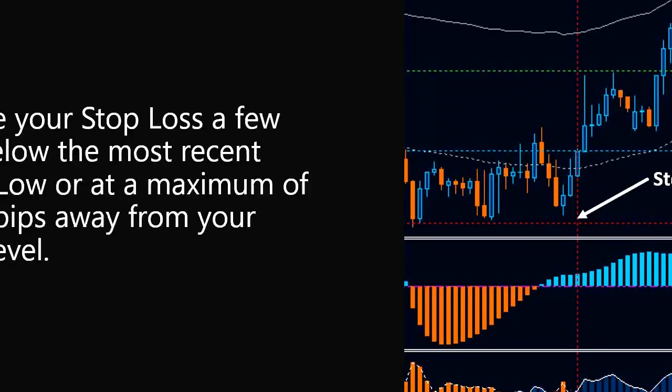We're going to place our stop a few pips below the most recent swing low, or at a maximum of 20 to 30 pips away from your entry level. So such as in the image, in this particular instance, I would have set my stop loss where the arrow indicates, below the most recent swing low.